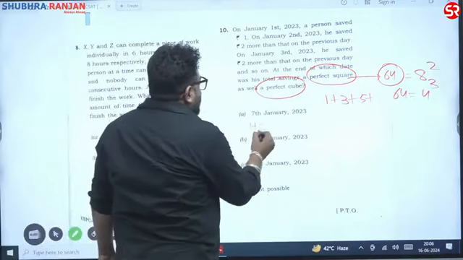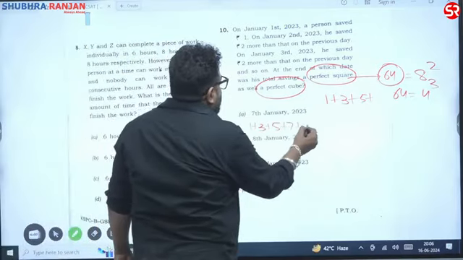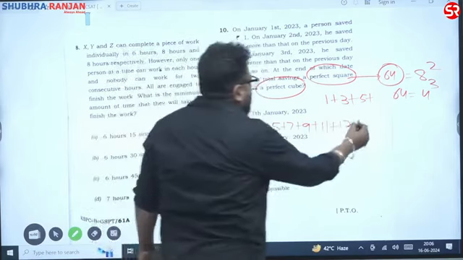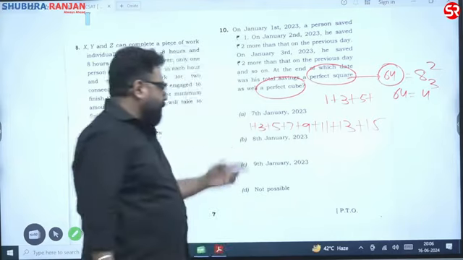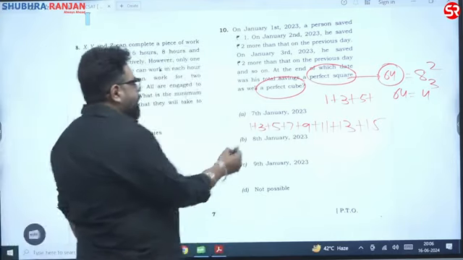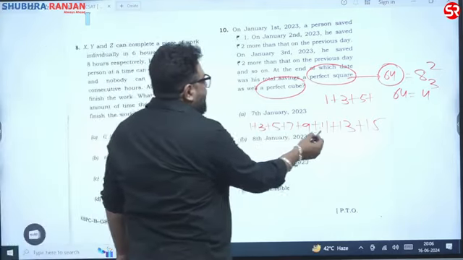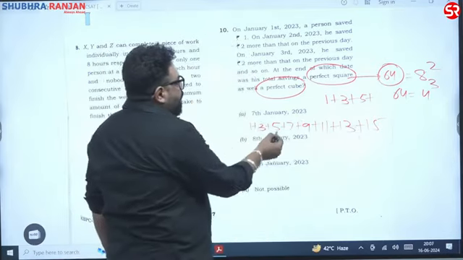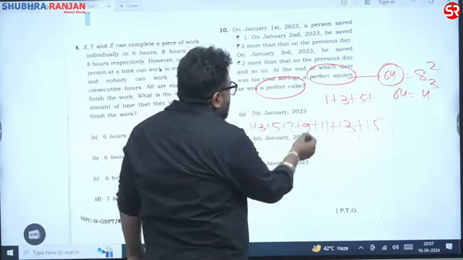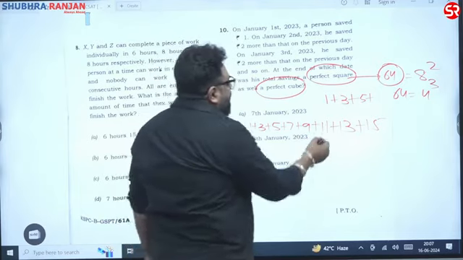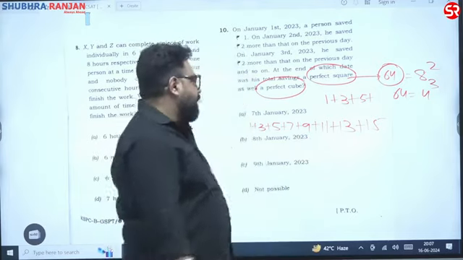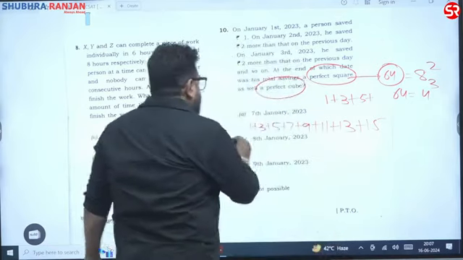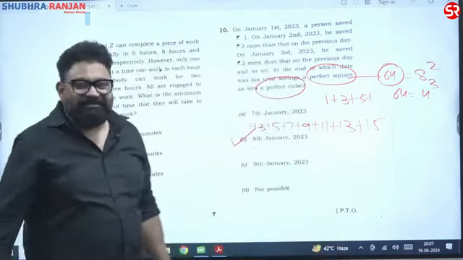So it's very easy. 1, 3, 5, 7, 9, 11, 13. Just check out, plus 15. I don't even want to use the formula. So how many days are these? 1, 2, 3, 4, 5, 6, 7, 8. If you sum total this, 1 plus 3 is 4, 4 plus 5 is 9, 9 plus 7 is 16, 16 plus 9 is 25, 25 plus 11 comes out to be 36, 36 plus 13 is 49, 49 plus 15 is 64. 8th of January, right?